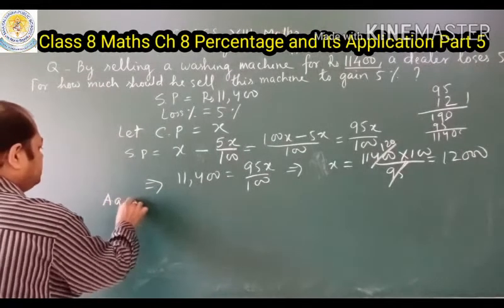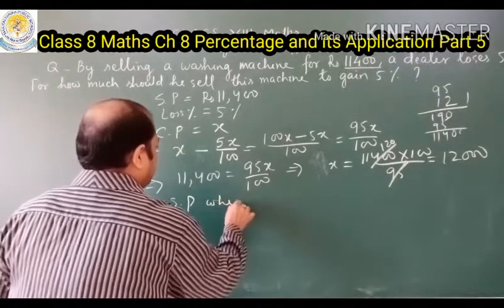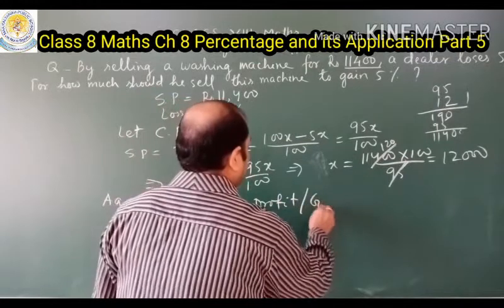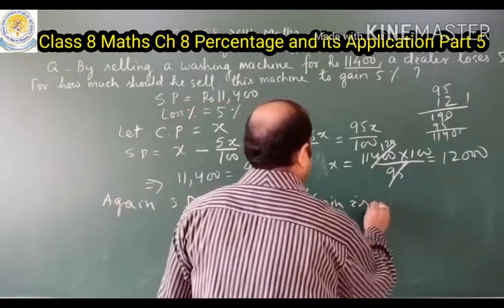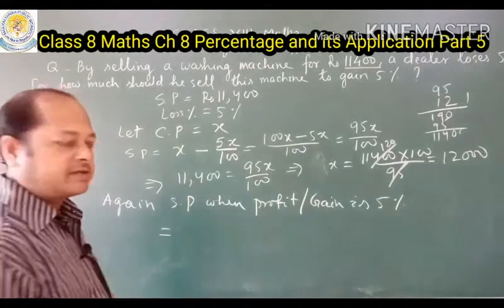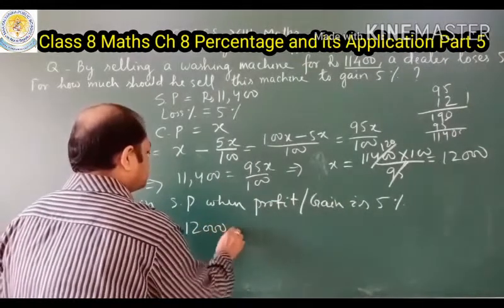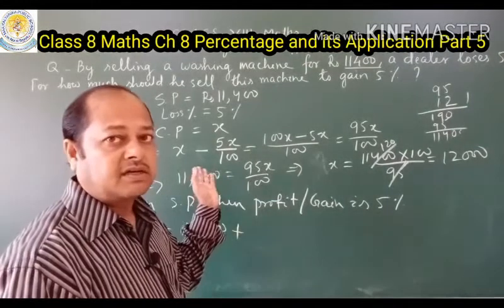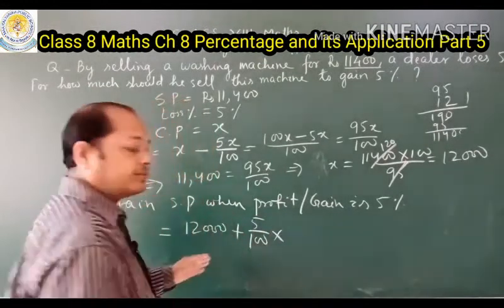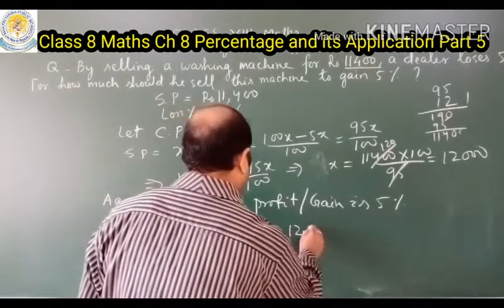Again, the selling price you have to find when the profit or gain is 5%. That is equal to cost price plus profit amount. So what is the cost price? That is 12,000 plus 5% of the cost price, that is 5 upon 100 into the cost price.